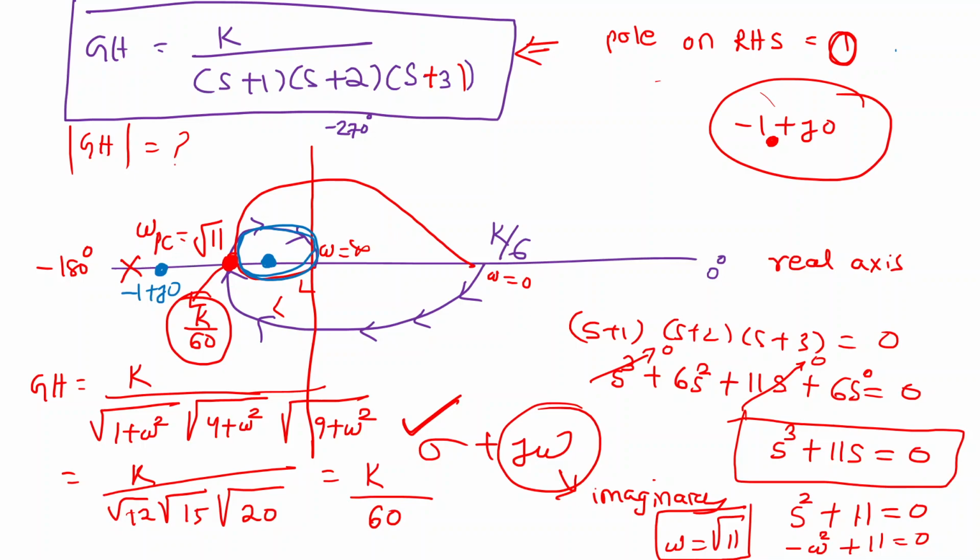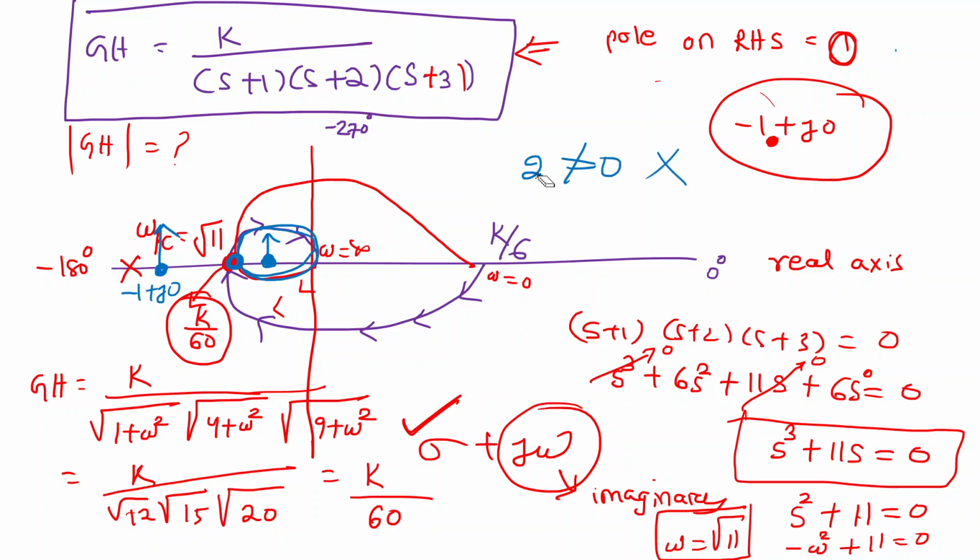Because the pole on the right hand side is 0, you have two options here. Since this is the intersection point, either you can place it to the right of that intersection point, or to the left hand side of it. If I place my minus 1 plus j0 point to the right hand side, then it is not satisfying, because number of encirclement is 2, but here it is 0, so 2 is not equal to 0, right?